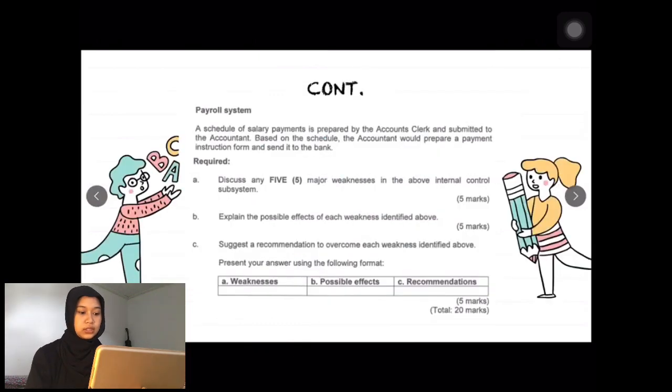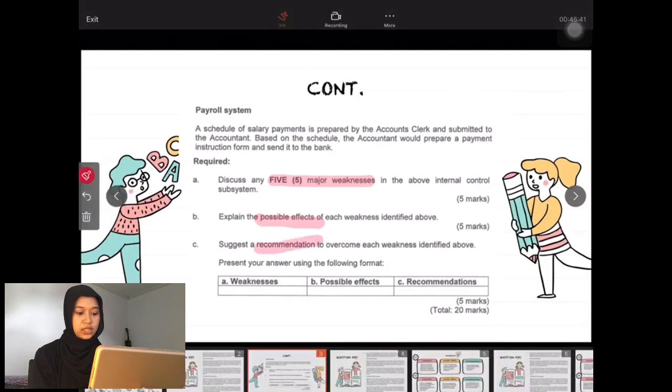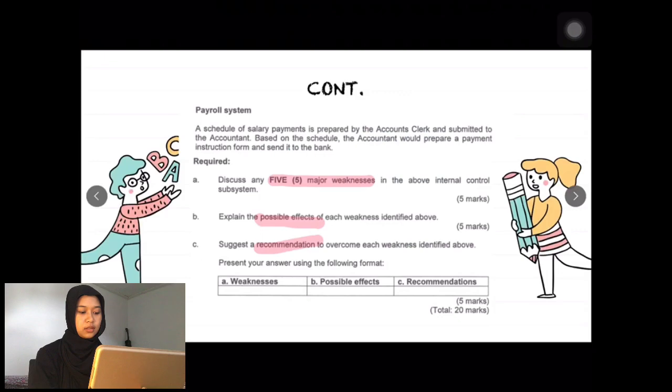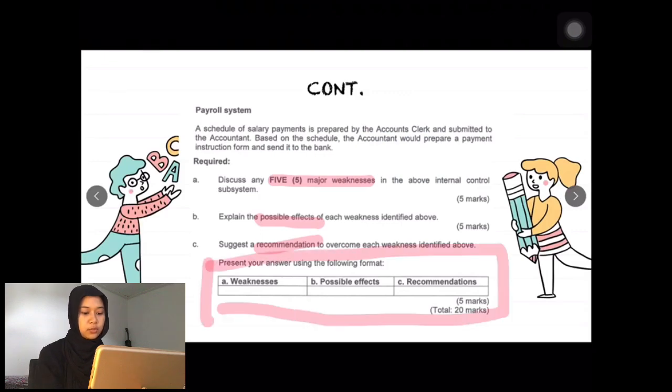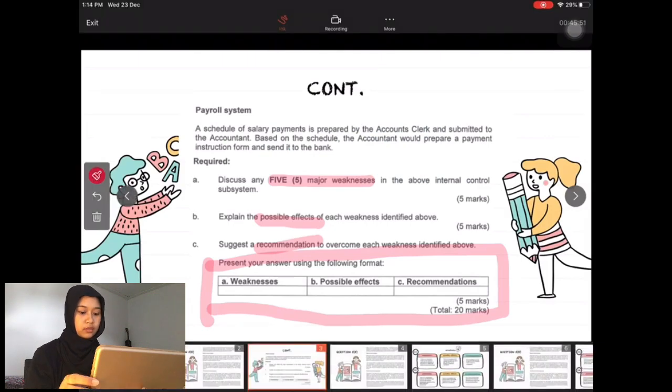So, the question asks us to discuss any 5 major weaknesses, explain the possible effect, and suggest a recommendation to overcome each weakness that we have found. So the question asks us to present the answer by doing this table, which is weaknesses, possible effect, and recommendation. So I have prepared some.